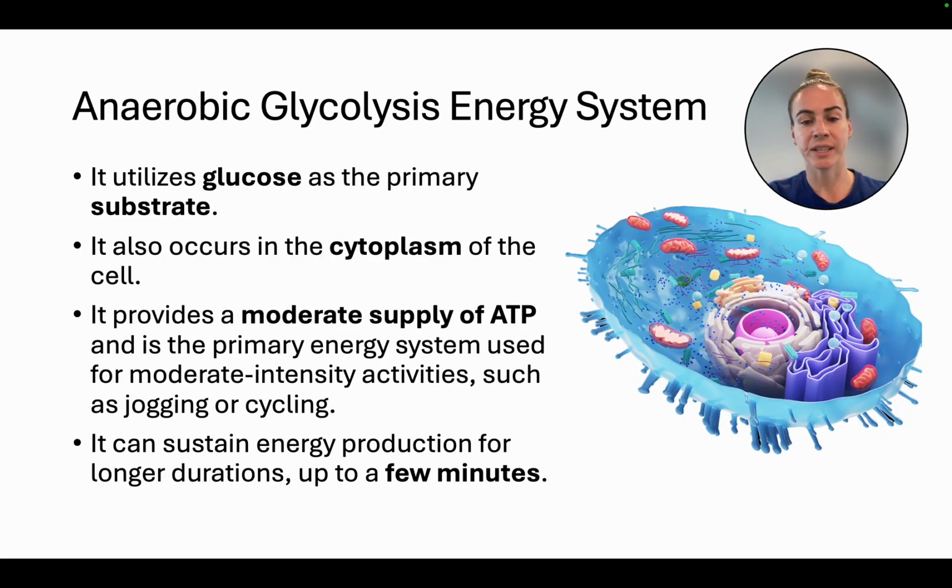The second energy system is anaerobic glycolysis. This energy system uses glucose primarily and also occurs in the cytoplasm of the cell. It provides moderate supply of ATP, whereas the ATP-PCr system, remember, was a short, rapid supply. This is more moderate, and it's better for activities like jogging or cycling. It can last for up to a few minutes.